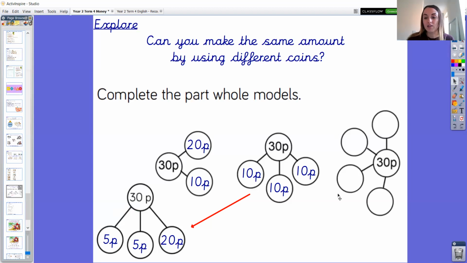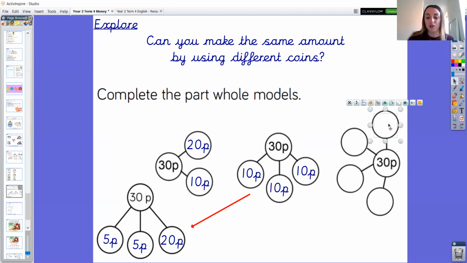Okay, let's have a look at this last part whole model. So this time there are 4 parts, which means there are 4 different coins which make 30 pence altogether. So please pause the video here to discuss your thinking.